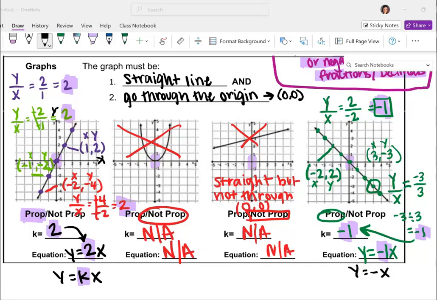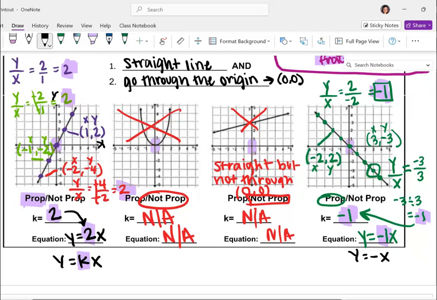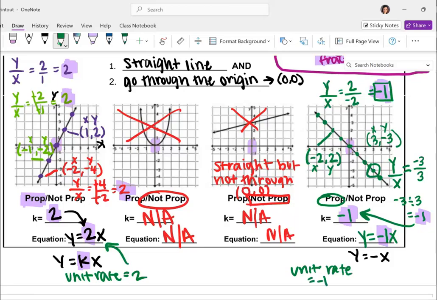So why is this important? K is our unit rate. So we just found the unit rate of all of our graphs that we have that are proportional. So my unit rate is equal to 2 in this equation. My unit rate is equal to -1 in this equation.